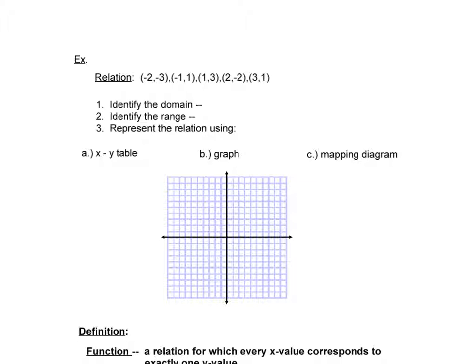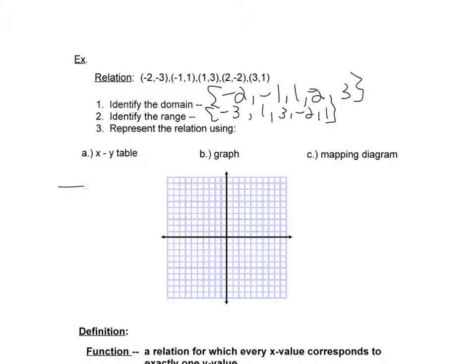Okay, so our first relation looks like the values that you have above, so (-2, -3), (-1, 1), (1, 3), (2, -2), and (3, 1). So if you were to identify the domain for that, first of all, we write a set of numbers using a little squiggly line, and you would literally write out all the x values. So -2, -1, 1, 2, and 3. That's your domain. The range are all the y values. So -3, 1, 3, -2, and 1.